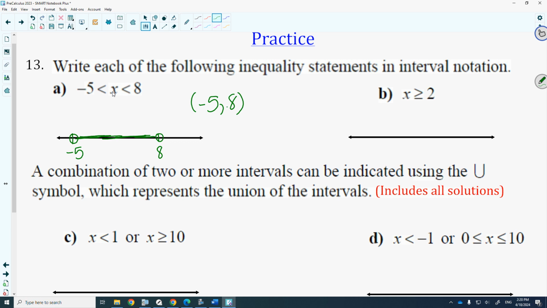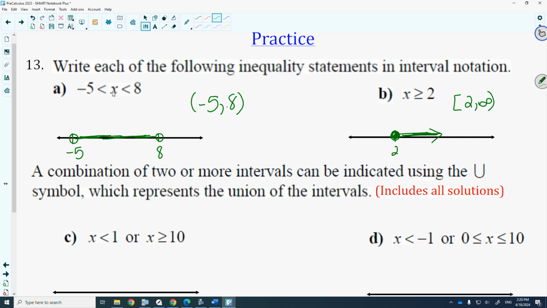Okay, x is greater than or equal to 2. So here's 2. 2 is included in my solution set, and it is any number greater than 2. So it would be going in that direction. In interval notation, it would be 2 to infinity.